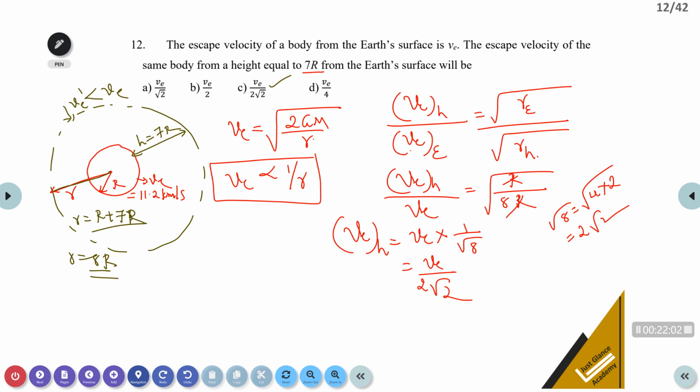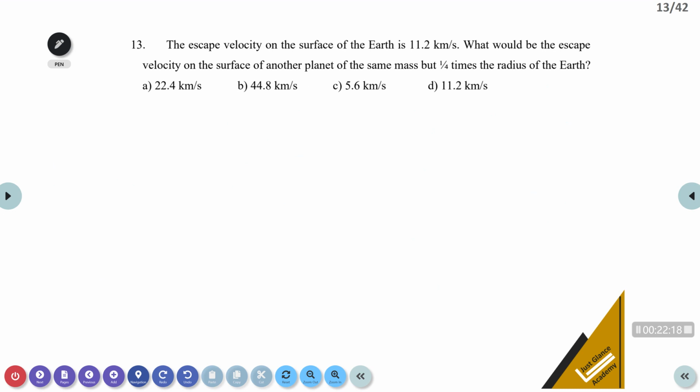So it decreases here. Of course, in all these cases it decreases, divided by something. Okay, this is the next. Remember students, escape velocity and distance, how are they related here? Inversely related. Next. The escape velocity on the surface is 11.2 kilometers per second. What would be the escape velocity on the surface of another planet of the same mass but 1 by 4 times the radius?